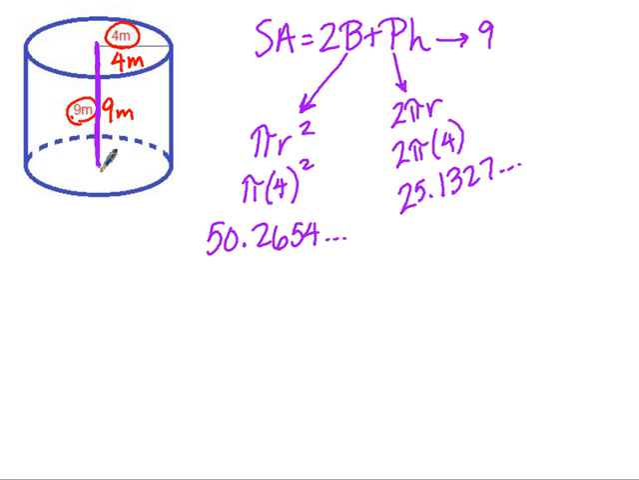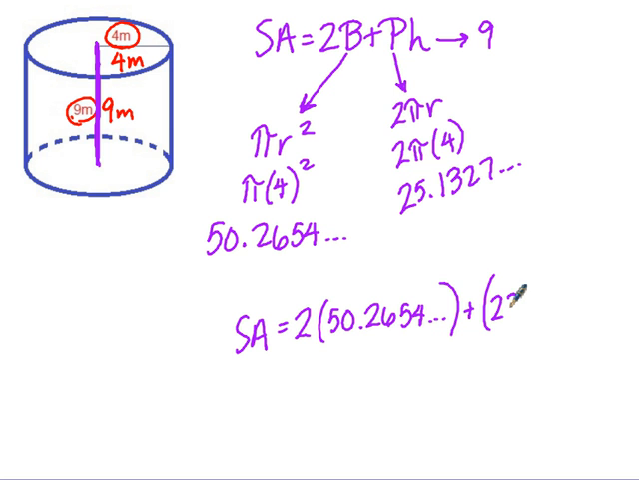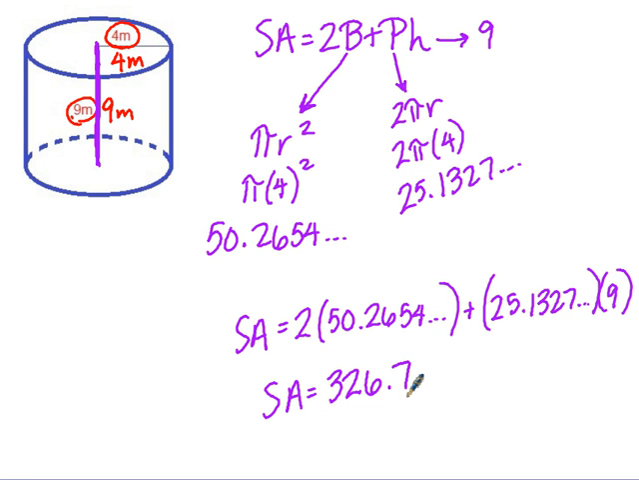So surface area is 2 times 50. And again, you want to use at least 4 decimal places so we get the right answer. Don't round too early. And you can use calculator pi or 3.14. I'm using calculator pi, but on your test, if you use 3.14, that's okay. And then that'll be 326.7 meters squared. Don't forget your units, and don't forget they're going to be squared because this is area.